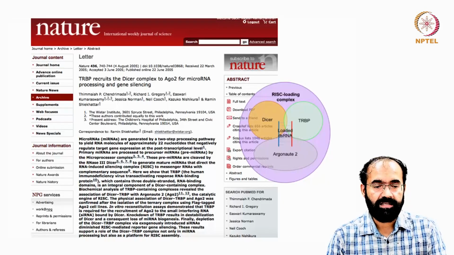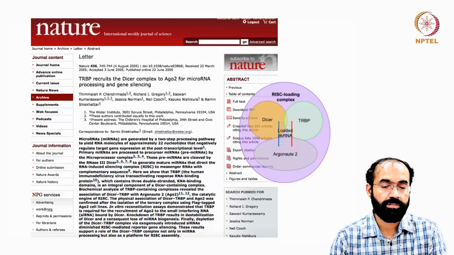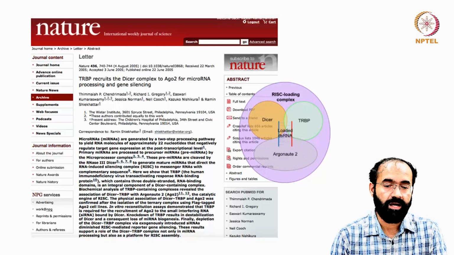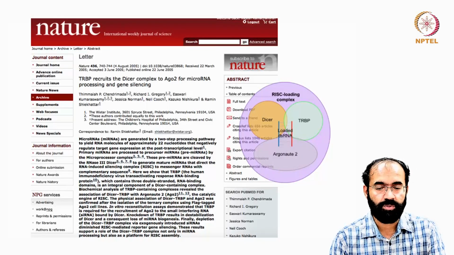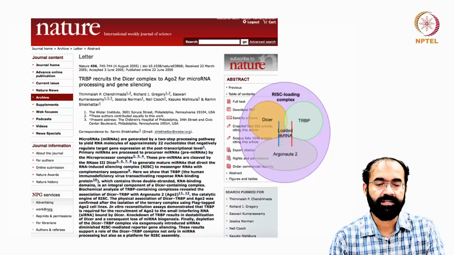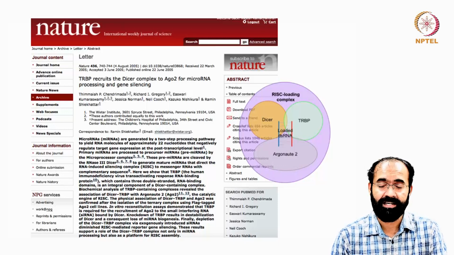So you can read this article that is published in Nature, about TRBP recruiting the Dicer complex to AGO2. AGO means Argonaute, for microRNA processing and gene silencing. It's a very interesting paper. So if you read it, you will find it more exciting, about this RNA induced silencing or RNA interference.